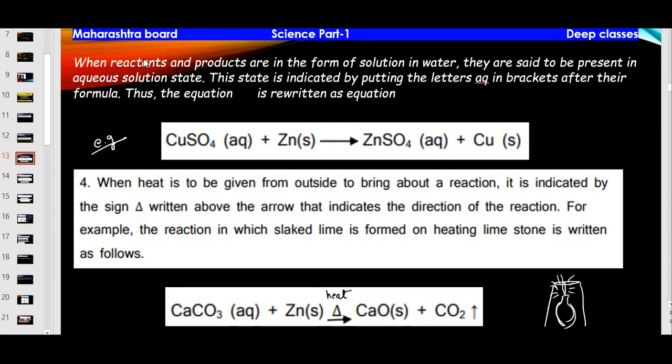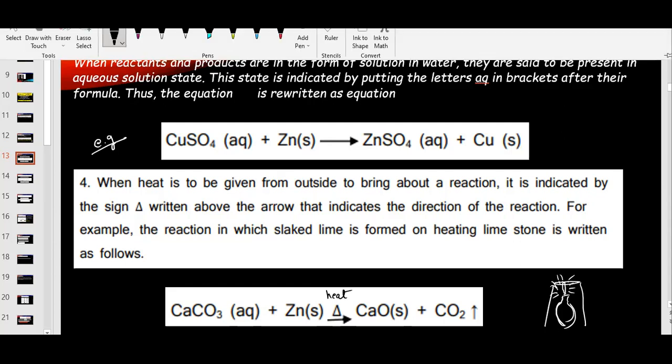For example, the reaction in which slaked lime is formed on heating limestone is written as follows. Okay, so CaCO3 is taken in the dish, and you are turning on the burner. You are giving the heat from outside. That is why the symbol here is a triangle. And you get calcium oxide in the solid form, and also you get a gaseous product. So we are not writing G here. Instead of that, we have shown it with an arrow pointing upward. So this is carbon dioxide gas.